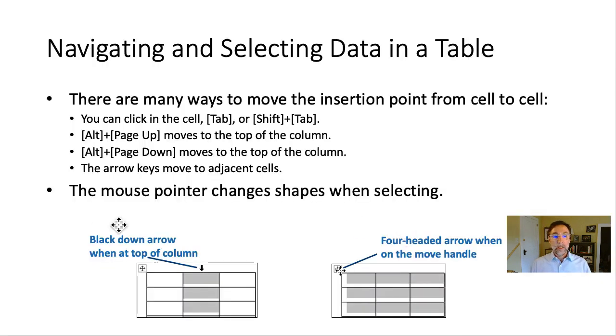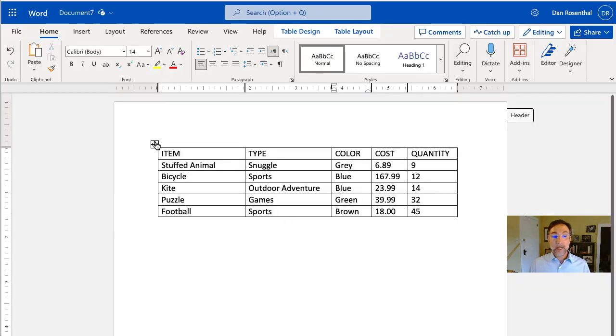Okay, so the mouse pointer can also do different things depending. This icon, it's hidden behind here, but that is the icon that will show you the 4-headed arrow. That one is for moving the table. Right now it will not move because there's really nowhere to put it. If we were inside a larger document, we could move it around. The other icon that will appear is when you're outside the table.